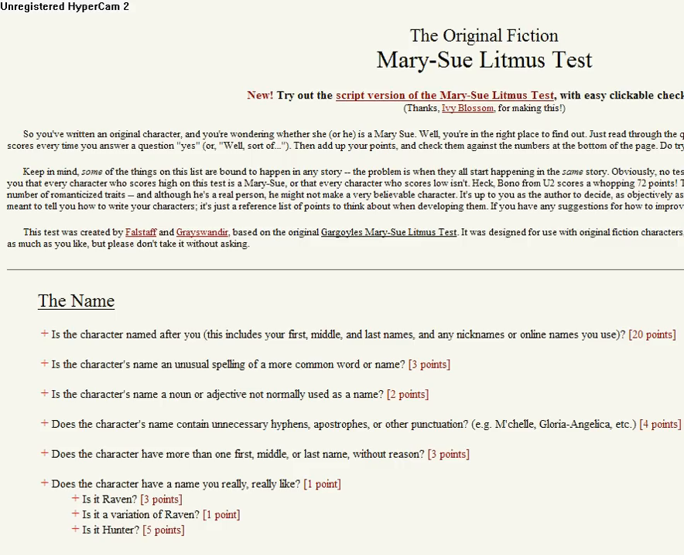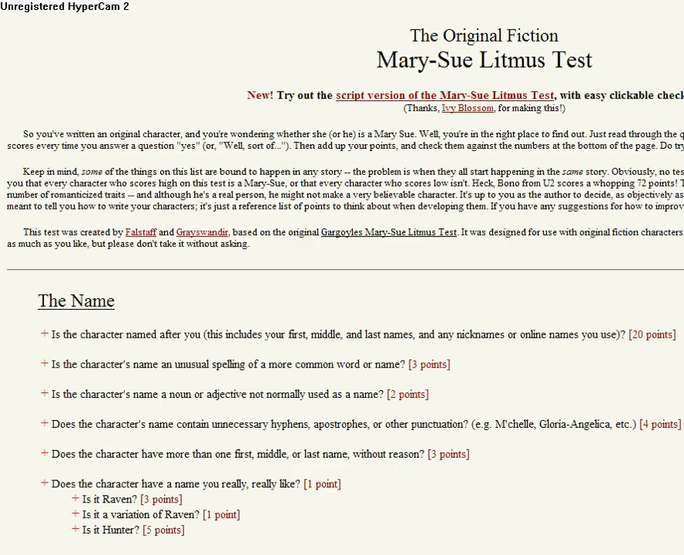The name. If the character is named after you, this includes first, middle, or last name, and any nicknames or online names, you get 20 points. Oh, come on, man, that's a little harsh. I still think it's a little harsh. At least it's better than the whole, oh, you have to restart the entire thing again. Suffer like we have when we first wrote this. Burn and suffer. Okay, let's continue.